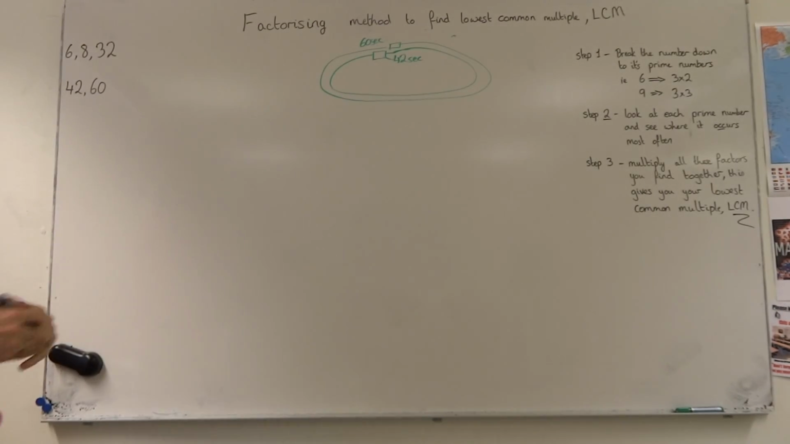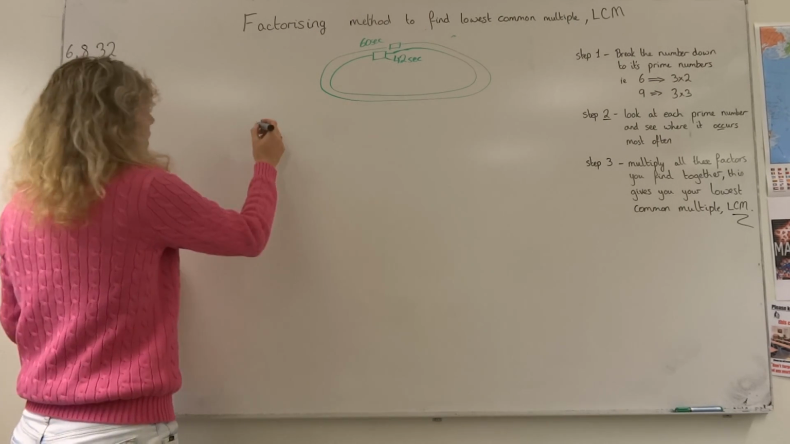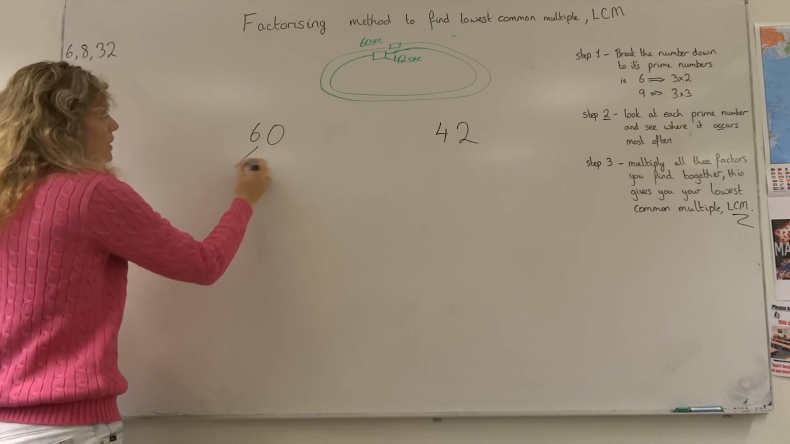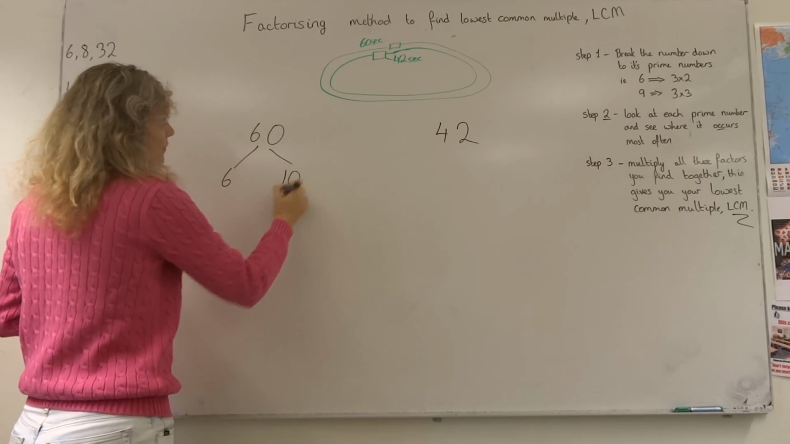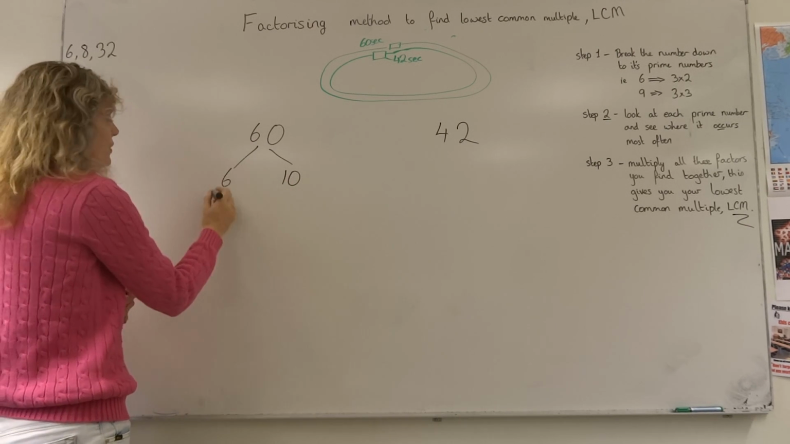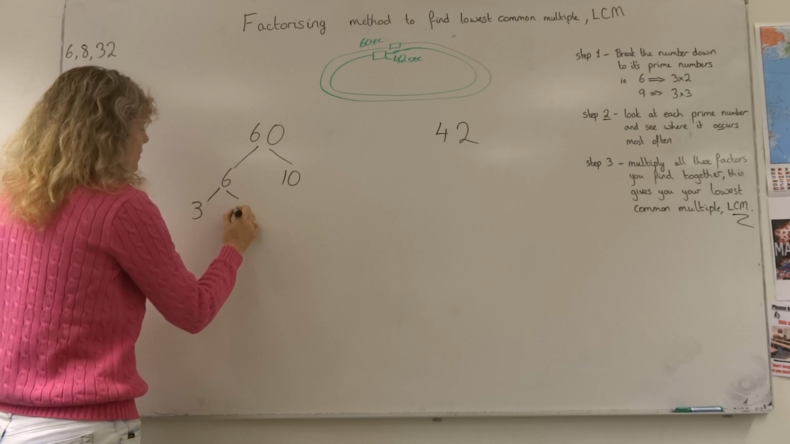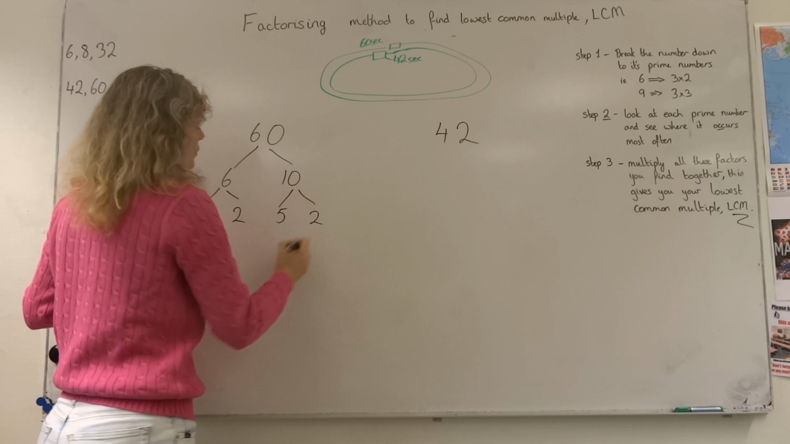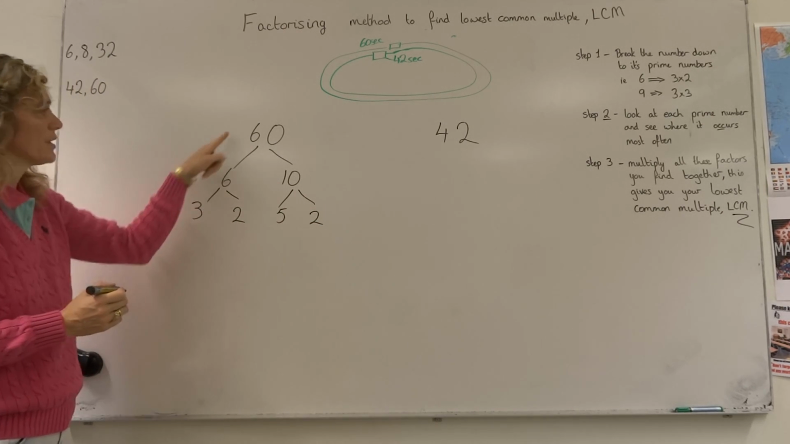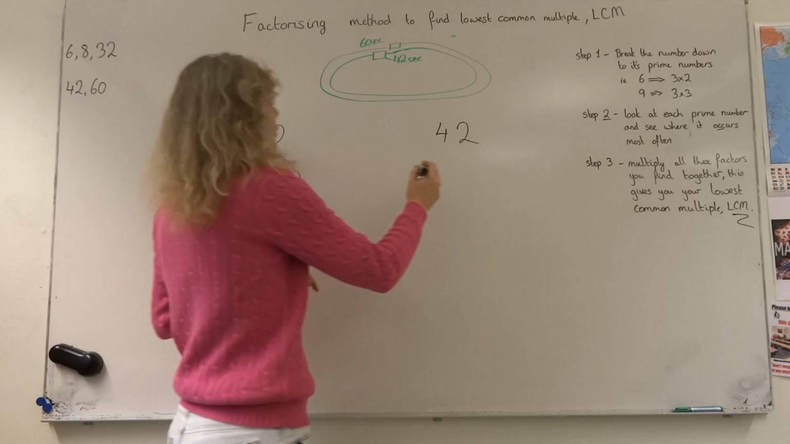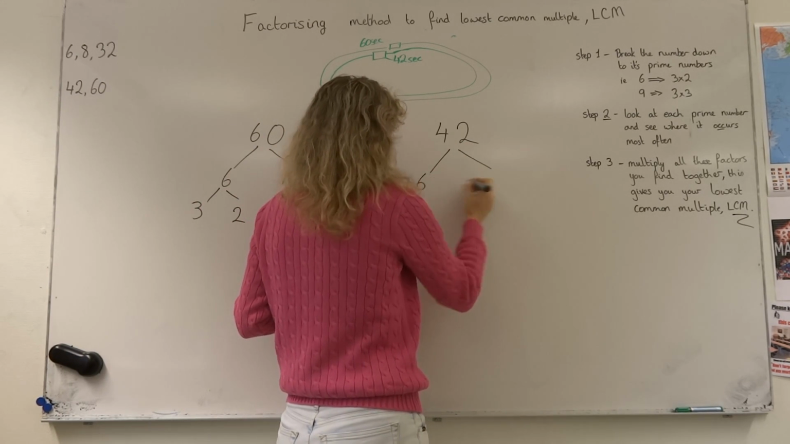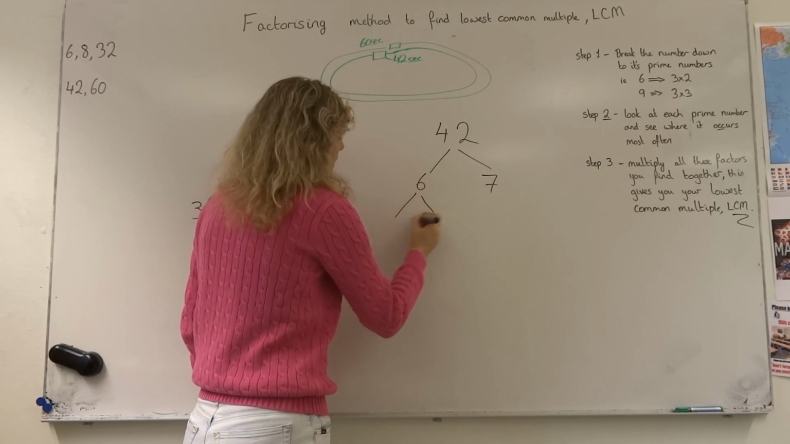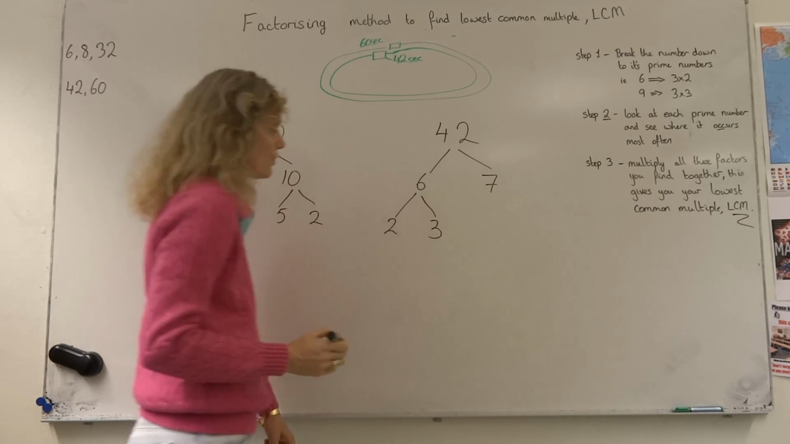And the best way to do that is to break down 60 and 42 into its factors. 60 could be broken down into 6 times 10. Neither of these are prime numbers, so we have to continue. 6 can be represented as 3 times 2, and 10 can be represented as 5 times 2. Now we have all the prime number factors of 60. 42 could be represented as 6 times 7. 7's a prime number already, 6 isn't. We need to take it down to 2 prime numbers, 2 times 3.